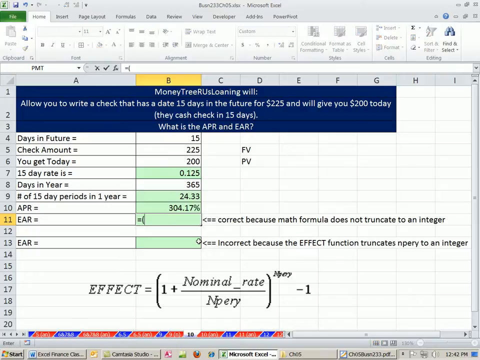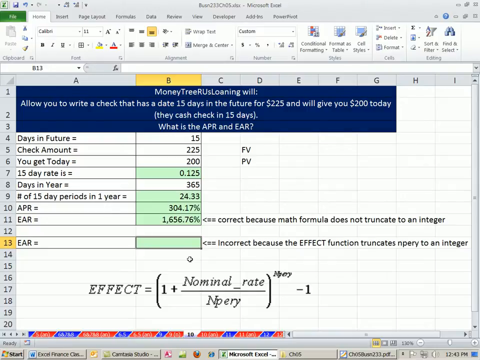Equals, and I'm going to do 1 plus, and what is our period rate? 12.5% or 0.125. Close parenthesis, and our caret, and our number of periods, minus 1. So 1,656%. That doesn't seem legal, does it? Happens all the time. Pretty terrible. Too bad there's not a law that prevents that. Anyway, if there was a law, the banks would figure a way to get around it.